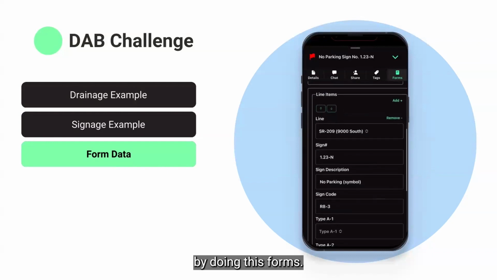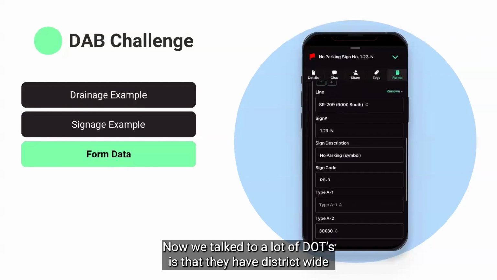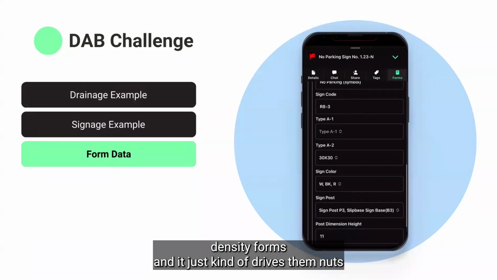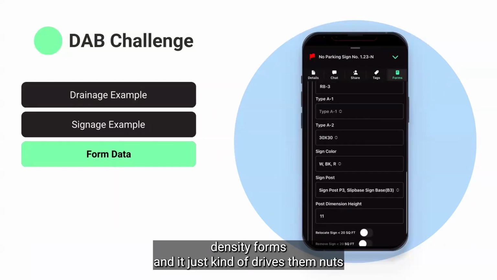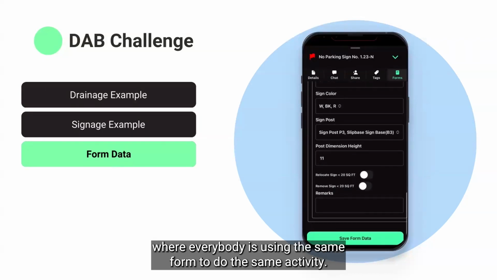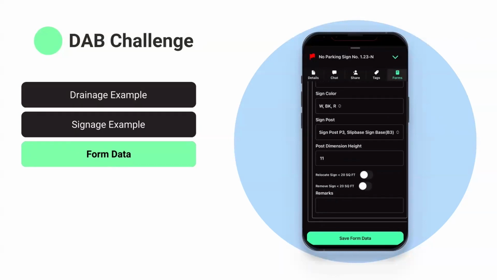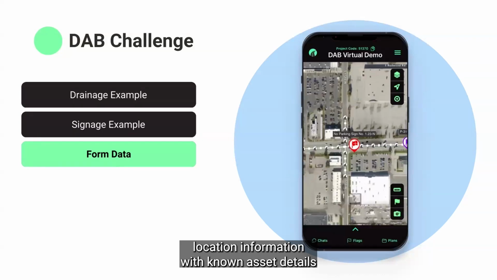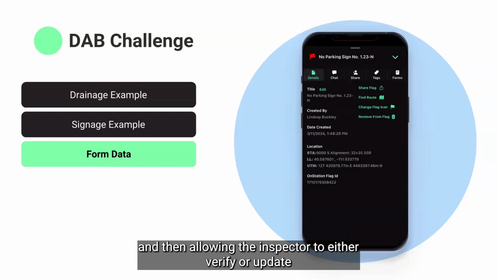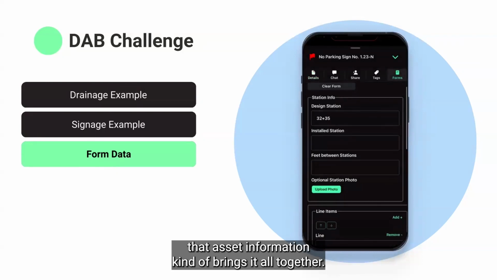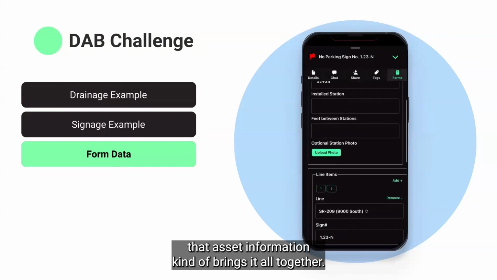By doing this with forms, we talked to a lot of DOTs that have district-wide density forms. And it just kind of drives them nuts, where if you do it in OnStation, there's that control where everybody is using the same form to do the same activity. So really it's combining location information with known asset details and then allowing the inspector to either verify or update that asset information. It kind of brings it all together.